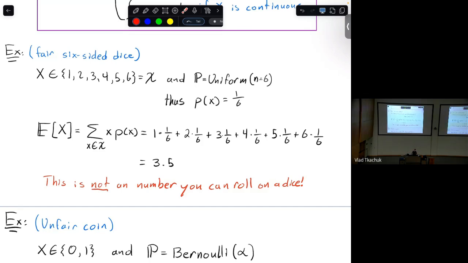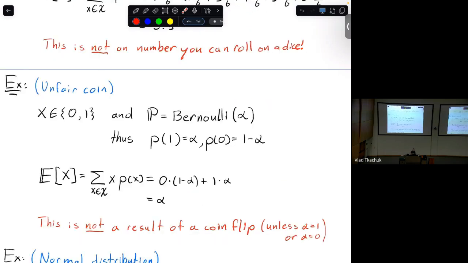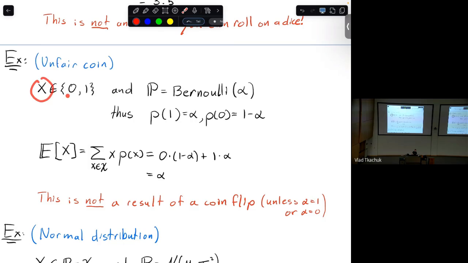Okay, and for the unfair coin, here we have the case where your coin can be biased, it's not 50-50. You would write this as a random variable that can take values 0 or 1, but the probability of it taking the value 1 is described by a parameter alpha. We read it as a Bernoulli with parameter alpha. That means the probability of 1 is alpha, and 1 minus alpha is the probability of 0. Then you can calculate the expected value. It's just a sum of 2 things: the outcome 0 times its probability, plus the outcome 1 times its probability. And we get that the expected value is alpha.